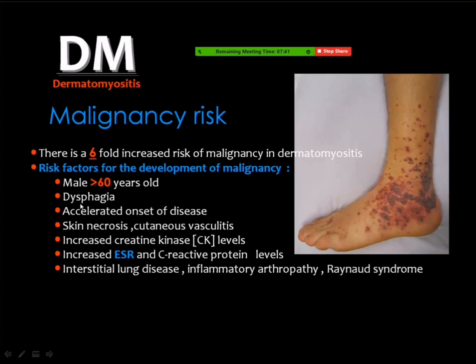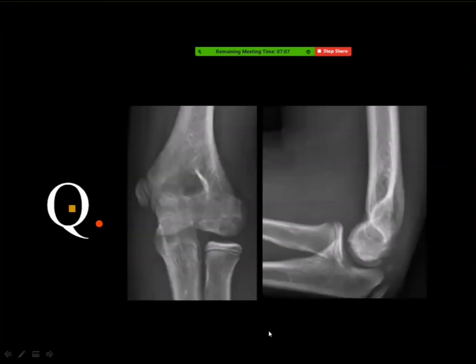If he has dysphagia or accelerated onset of the disease or skin necrosis, like what you see here, that some parts of the skin are dead, and cutaneous vasculitis, and increased creatine kinase level, increased ESR and C-reactive protein level, interstitial lung disease, inflammatory arthropathy, and renal involvement. All these are considered risks for the development of malignancy.